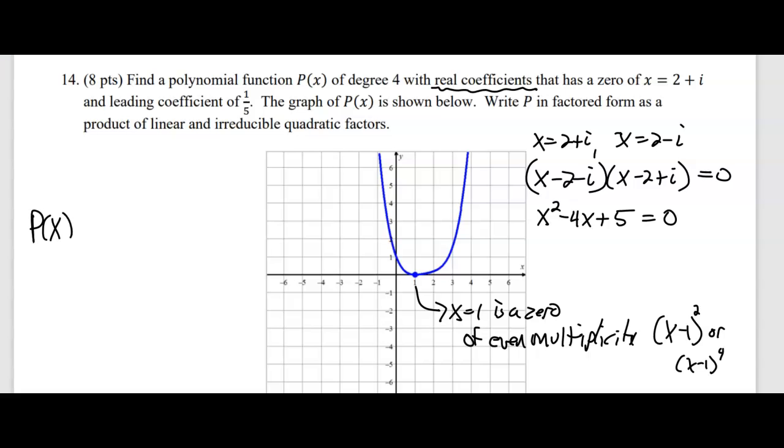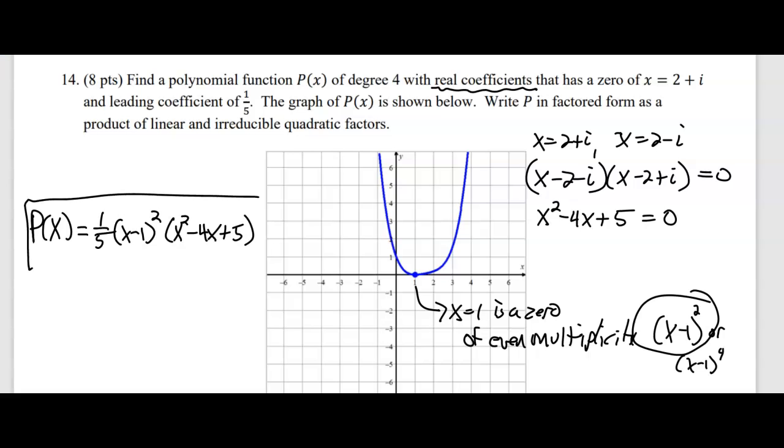P of x equals, it needs to be degree 4. This x squared minus 4x plus 5 is 2 of those degrees. And so it's this version of the x minus 1, the squared. This is degree 4. And we want a leading coefficient of 1/5. That is the polynomial in factored form as a product of linear and irreducible quadratic factors with the given leading coefficient of 1/5.